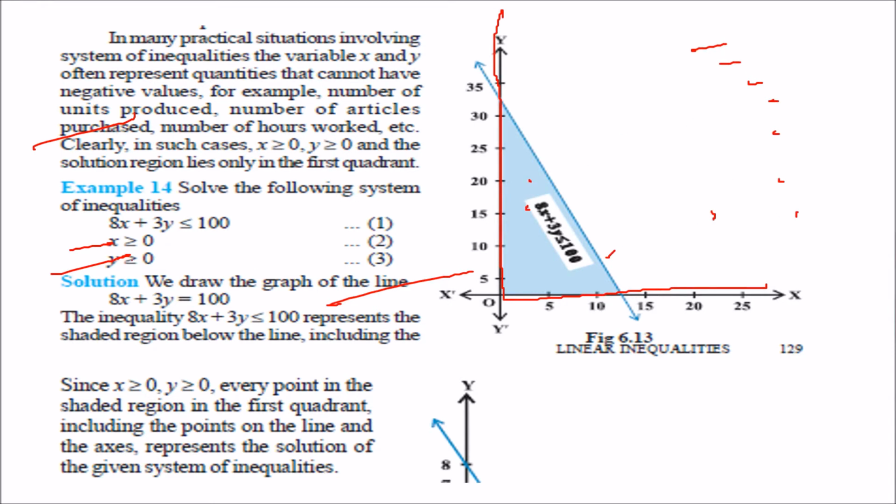But we have 8x plus 3y less than or equal to 100. So what will be the answer? This. We cannot take these points. Only these values can be solutions. So the triangle shaded region is the answer.